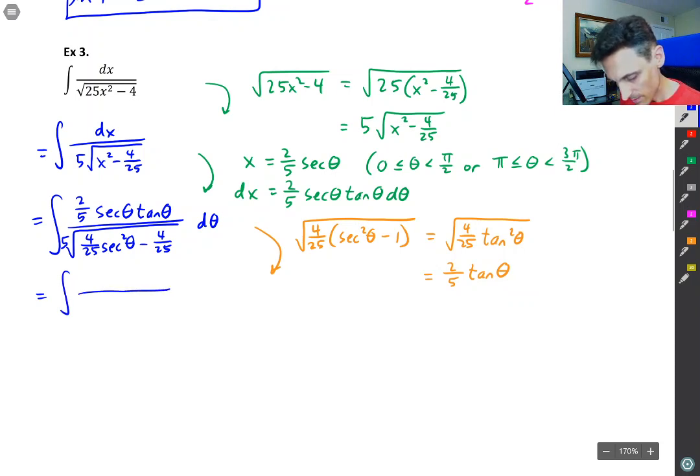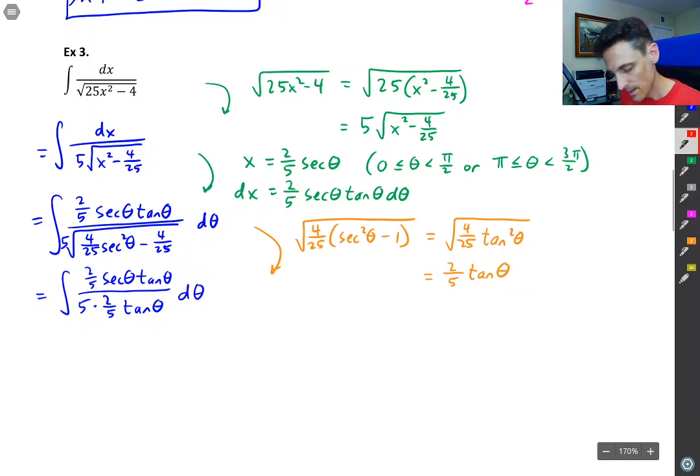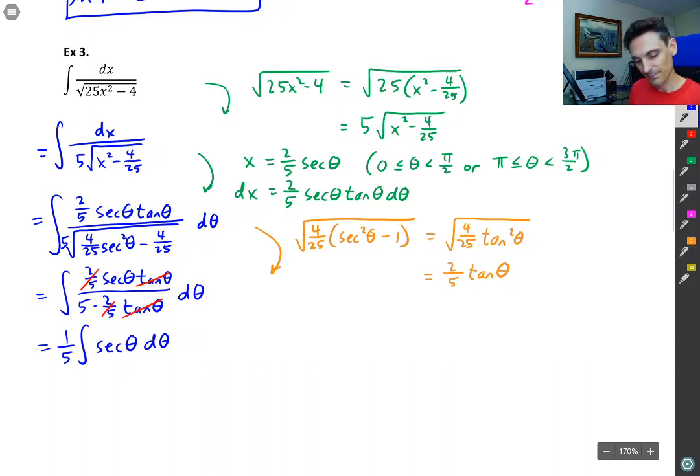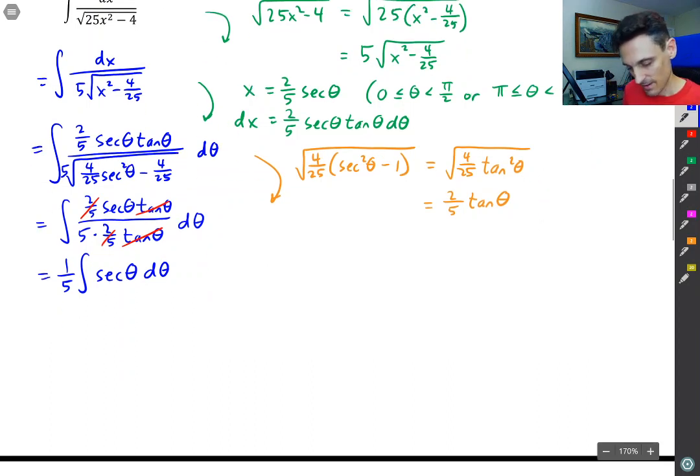So here, I'm going to leave that 2/5 up on top. So we have 2/5 secant theta tangent theta. On the bottom we have 5 times 2/5 tangent theta d theta. The 2/5 are going to cancel, which is nice. The tangents will cancel. So really we just have 1/5, which we can pull out of the integral, and then times the integral of our old friend secant theta. Hello, secant theta.